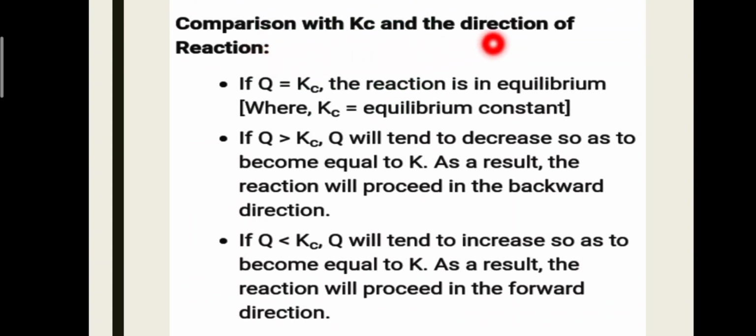Comparison with Kc and the direction of reaction. If Q is equal to Kc, the reaction is in equilibrium, where Kc is the equilibrium constant. If Q is greater than Kc, Q will tend to decrease so as to become equal to K. As a result, the reaction will proceed in the backward direction. If Q is smaller than Kc, Q will tend to increase so as to become equal to K. As a result, the reaction will proceed in the forward direction.